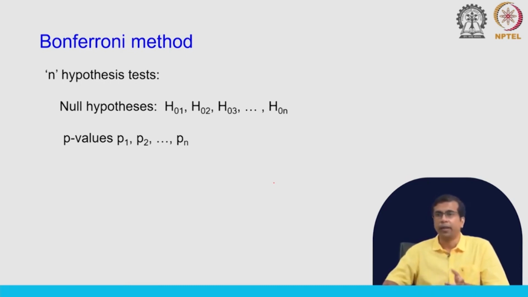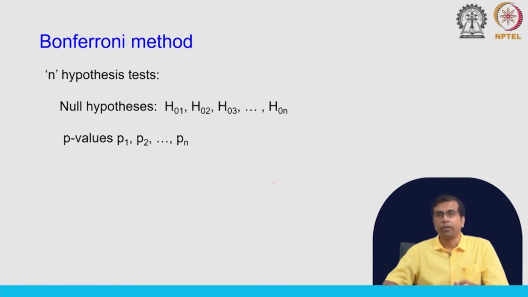So, n could be 1000 or maybe 10,000, depending on the number of genes that you are testing. And for each statistical test, we have a null hypothesis, which we number as H01, H02, H03 and so on up to H0n. So, as you have seen, for each gene we do the statistical test and we have a null hypothesis for each of those tests.